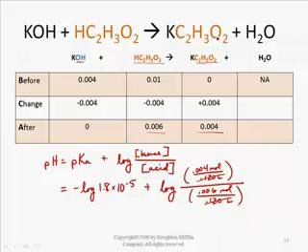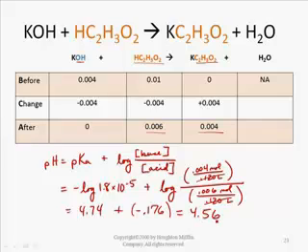All right, so this is going to be 4.74 plus the log of 0.004 divided by 0.006, and I get a minus 0.18. So 4.56 would be my new pH.